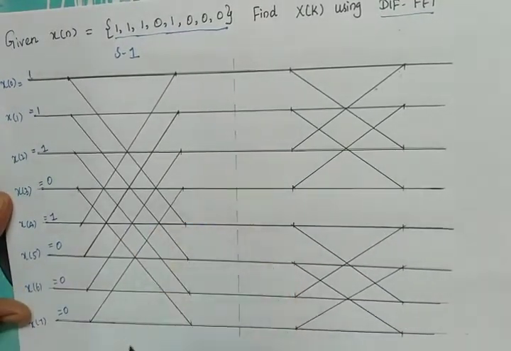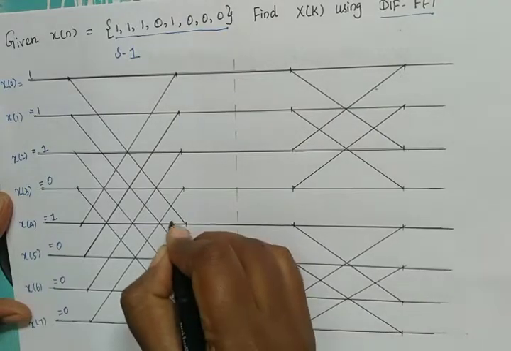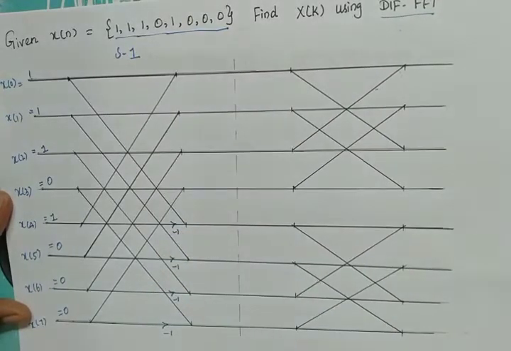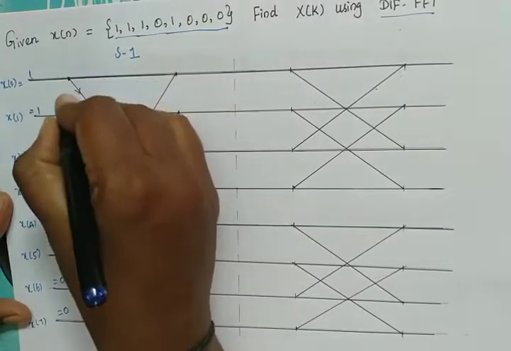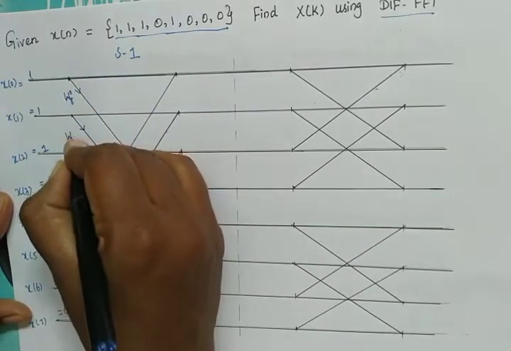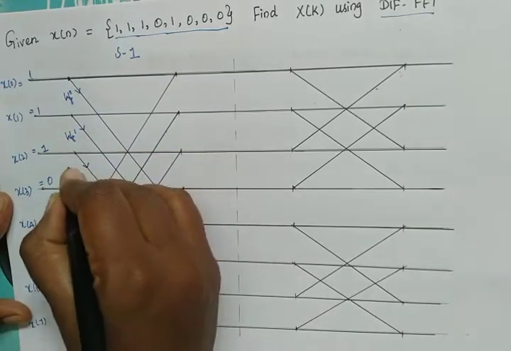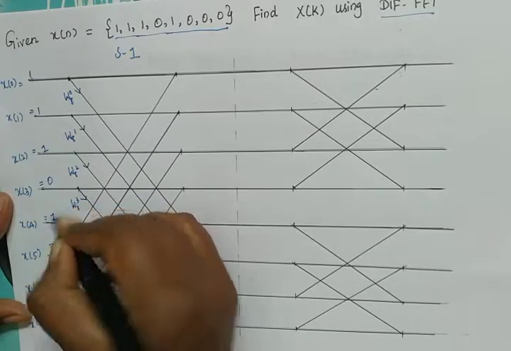Then what is the next step? We have to multiply here by minus 1, minus 1, minus 1, minus 1. So represent this minus 1. Then here we have twiddle factor W 8 power 0, here W 8 power 1, here W 8 power 2, and here W 8 power 3.